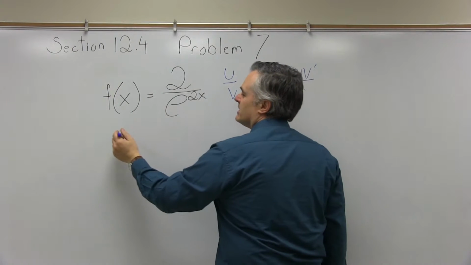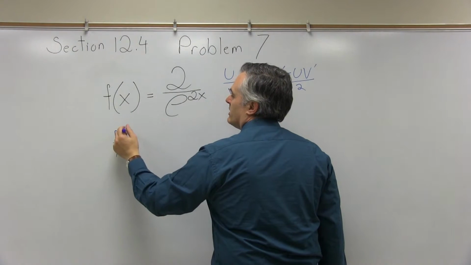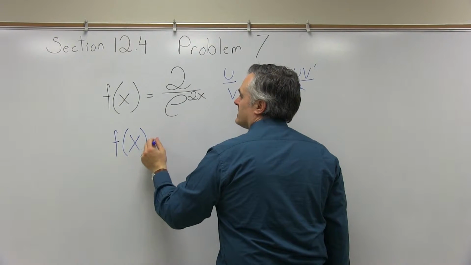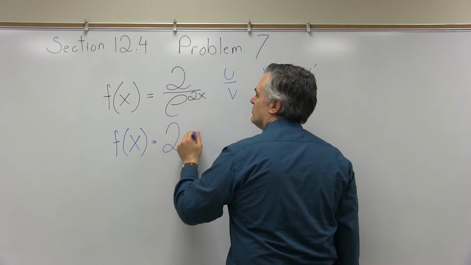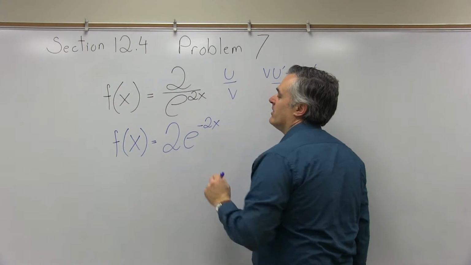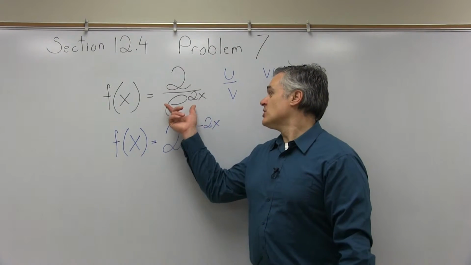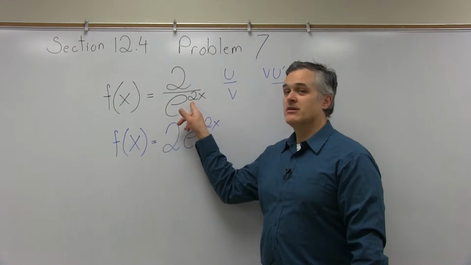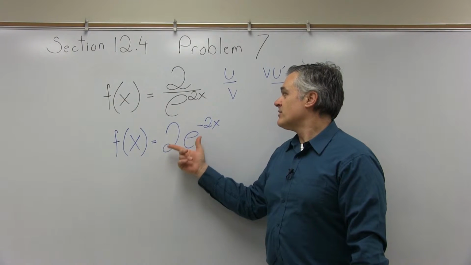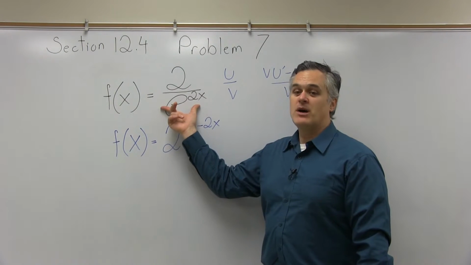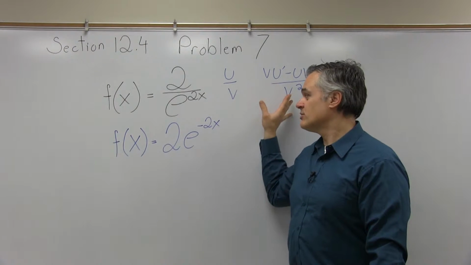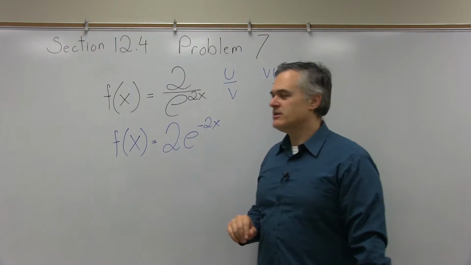So the way to do this is start by rewriting the function. So no prime yet. f of x equals 2e to the negative 2x power. The e to the 2x that was in the denominator can be brought up by making the exponent negative. And now I can take the derivative. See, I can't leave a variable in the denominator and do the derivative without using my quotient rule. Again, which would work, but it's more work than I really need to do.